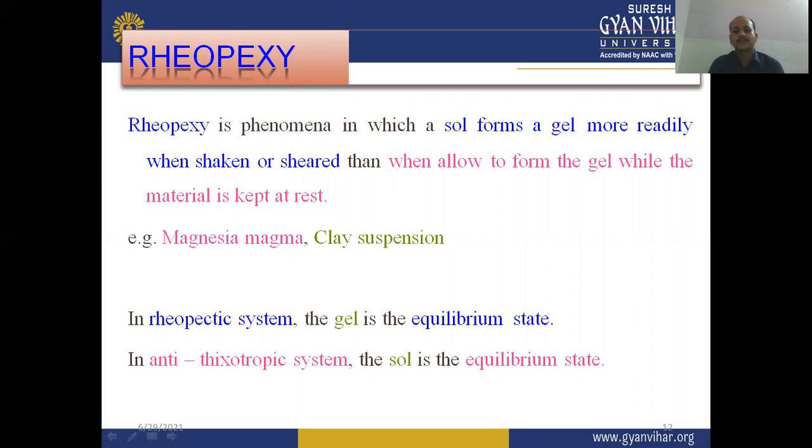In an anti-thixotropic system, the sol is in the equilibrium state. So when we go through the gel-sol-gel concept in thixotropic behavior, the rheopectic system shows the gel state in the equilibrium condition, and in an anti-thixotropic system, the sol state is shown in the equilibrium state. Rheopexy is a phenomenon where a sol forms a gel more readily when shaken or sheared than when allowed to form the gel while the material is at resting condition.